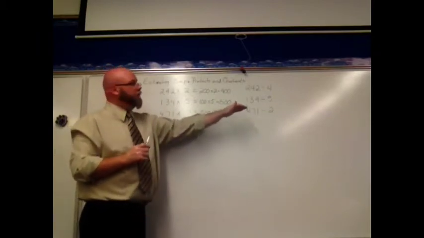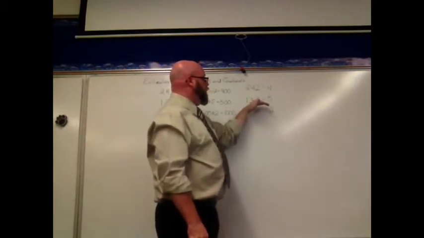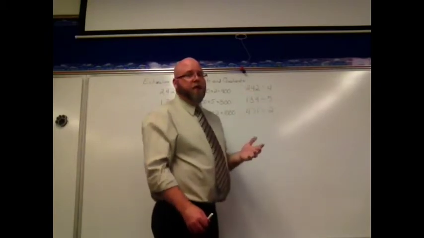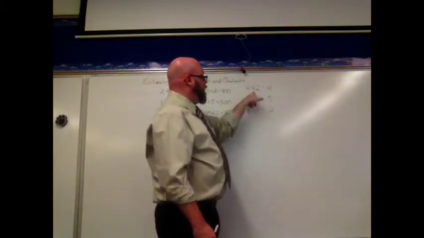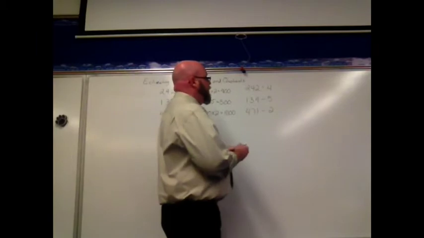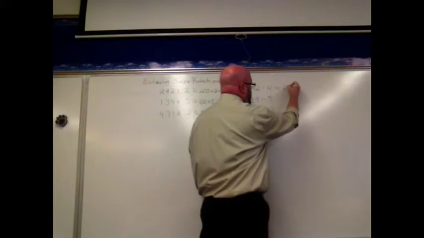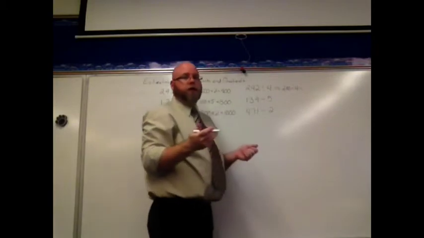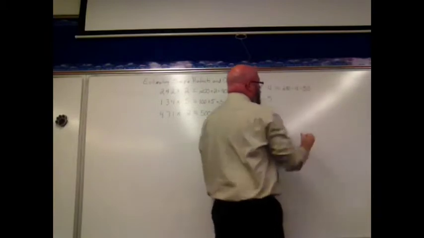The same idea can be done with these division problems. I have 242 divided by 4, 134 divided by 5, and 471 divided by 2. Keeping along the same lines, I'm thinking, is it closer to 200 or closer to 300? 5 to the sky, 4 and below, let it go. My 4 here tells me this is closer to 200. So I have approximately 200 divided by 4. Well, 200 divided by 4 is going to give me an estimated answer of 50.